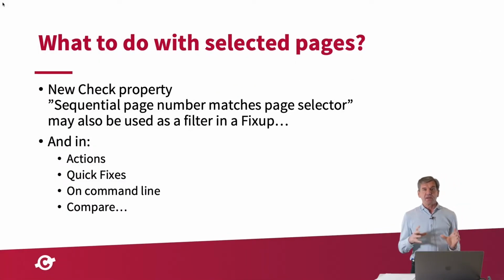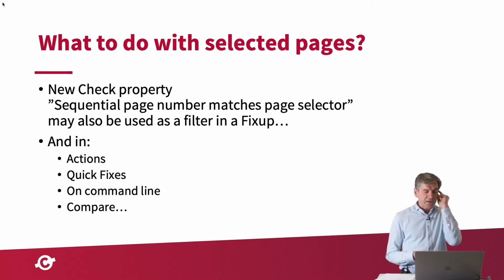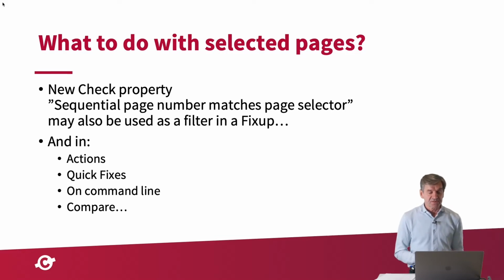So that is basically the syntax of page selection in pdfToolbox 13. And where can you use it? As I've said, basically everywhere where you select pages in pdfToolbox 13, and that applies to a new check property that is there, which is sequential page number matches page selector.